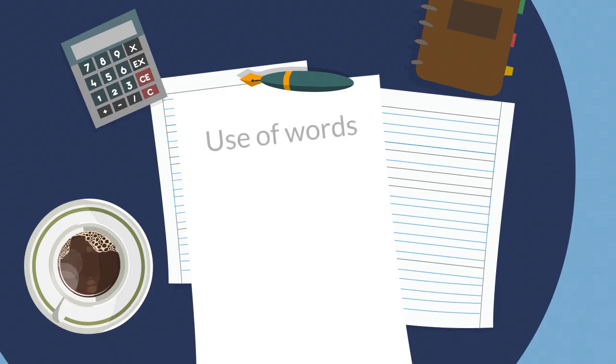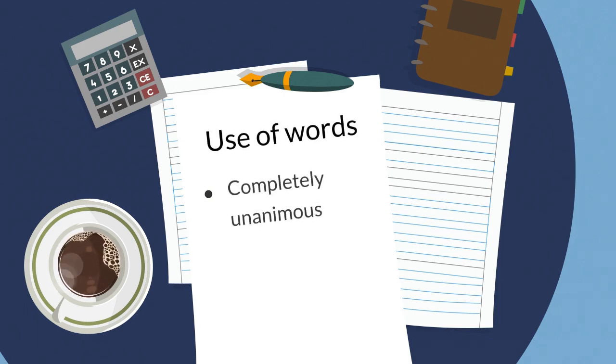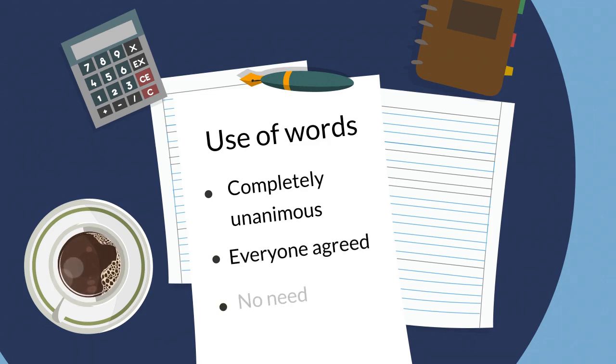Effective writing considers the use of words carefully. For example, saying that the vote was completely unanimous uses redundancy, since unanimous means that everyone agreed, therefore there is no need to say completely.